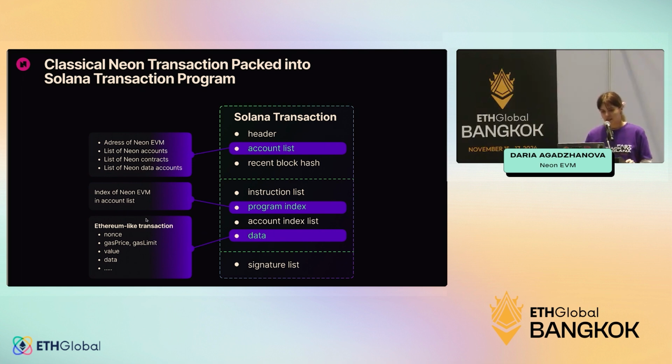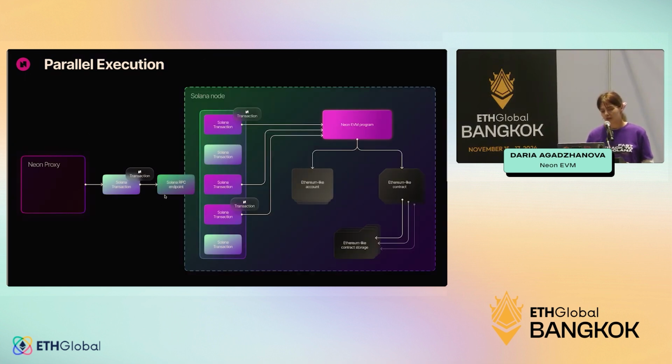So this is how a Neon transaction is packed into a Solana transaction. We have an account list, and we utilize it to store a list of Neon accounts. Then in the program index, we store the index of the Neon EVM program. And then in the data field, we store all of the Ethereum-like transaction data, like nonce, gas price, gas limit, value, and data.